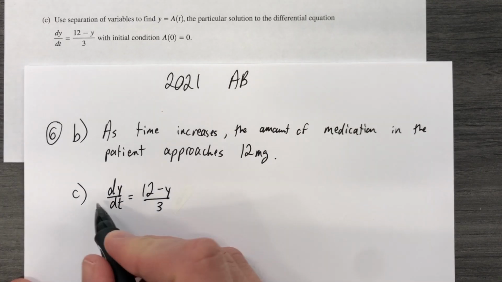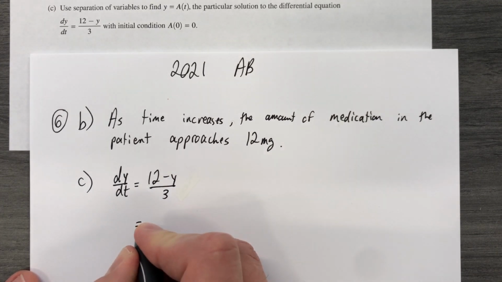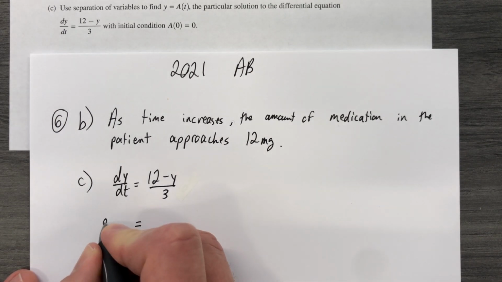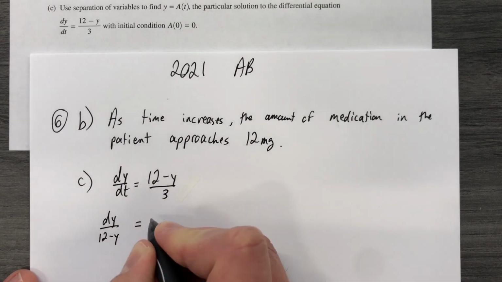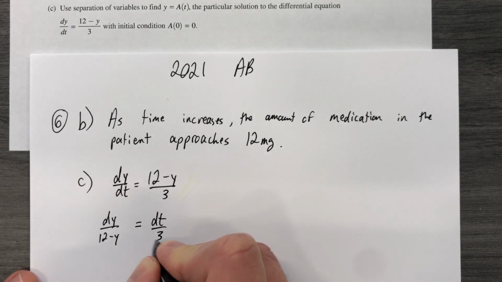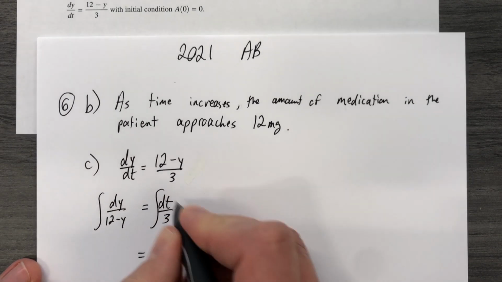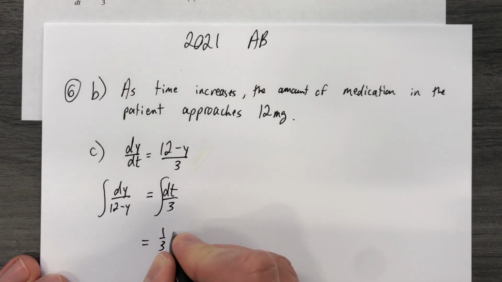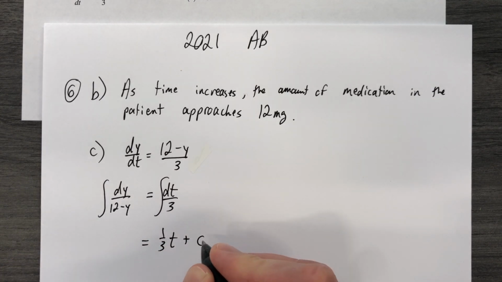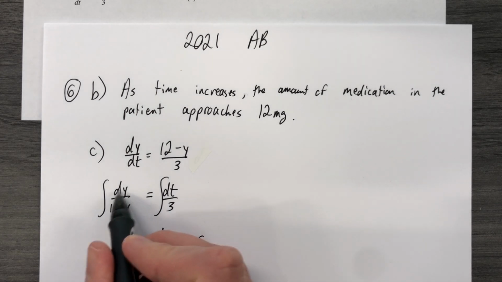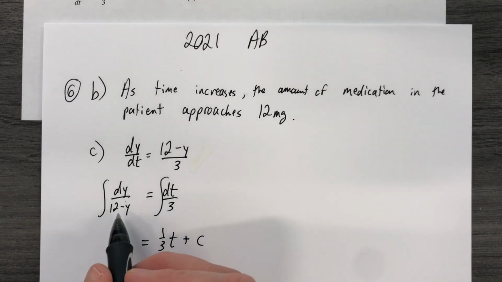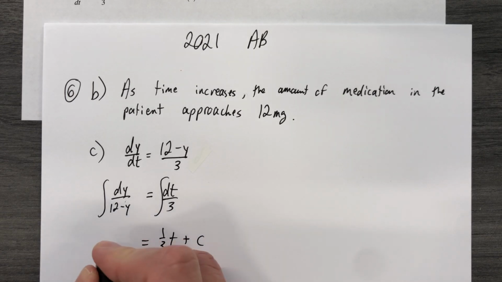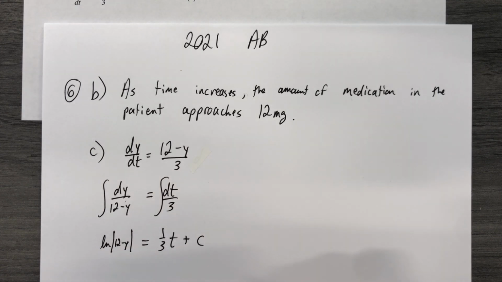Let's bring the y's to this side and the t's to the other side. So I recommend that we divide by 12 minus y, which will give us 12 minus y in the denominator, and then dt over 3. And we're going to integrate both sides. The easy part is going to be this one. That's going to be 1/3 t plus some value c. What we don't have here is the integral of that. Because this entire quantity is in the denominator, it'd be 12 minus y. And for u substitution reasons, we need a negative in the front because the derivative of that would be negative. All right, that's what we have.